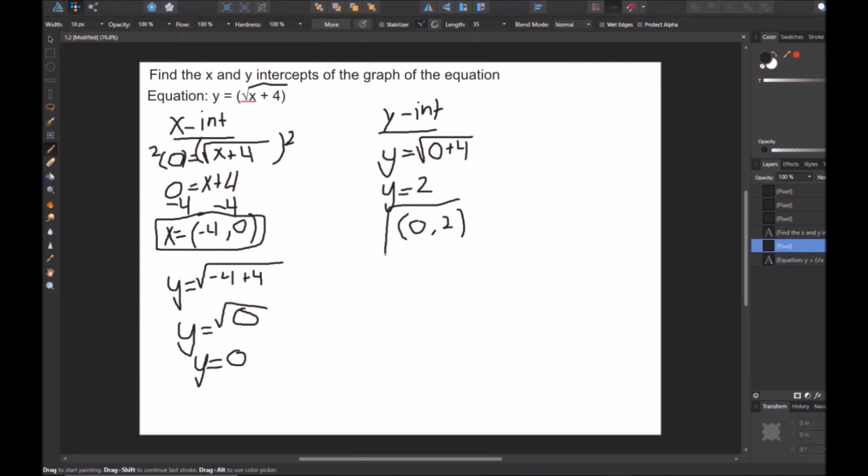And once again, if you're unsure of your answer, just plug in 2 for y, or plug in 0 for x even. So we have y equals the square root of 0 plus 4. And then 0 plus 4 is just 4, and the square root of 4 is 2. So we plugged in the x value and got the y value out of it, so we know that this satisfies the equation and it is the y-intercept.